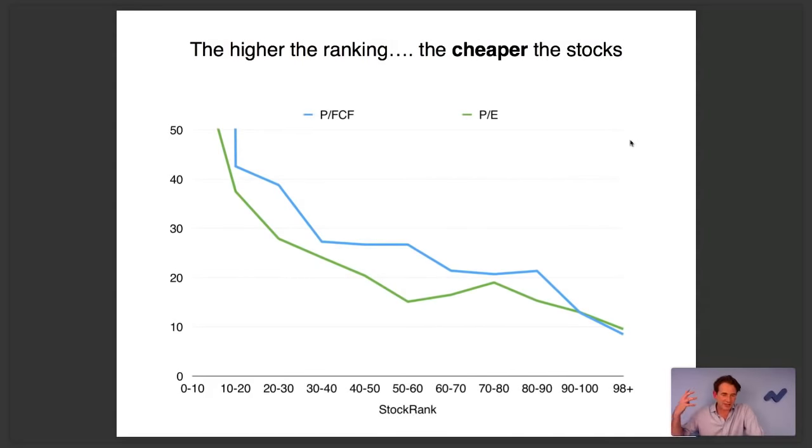Also, this is extraordinary, this chart. The higher the ranking, the cheaper the stocks. And it baffles me that you can do all this work and then you find that the price earnings ratio and the price to free cash flow ratio go down as the stock ranks go up. And it goes down extraordinarily quickly. The highest ranking shares are actually at around a P/E of 10, which is amazing.